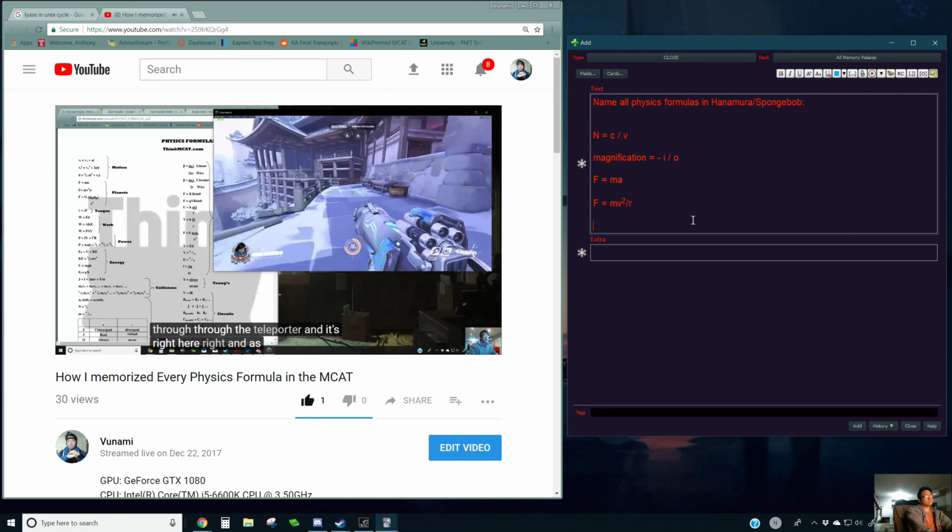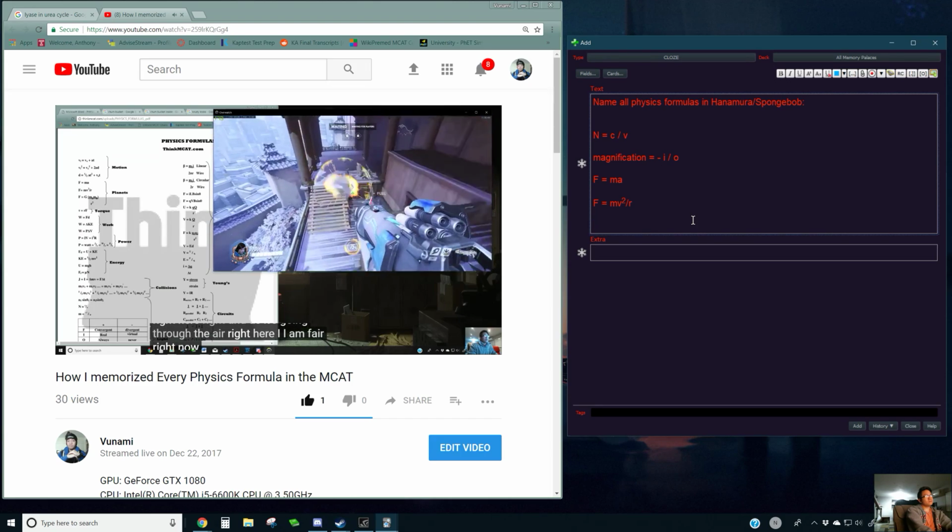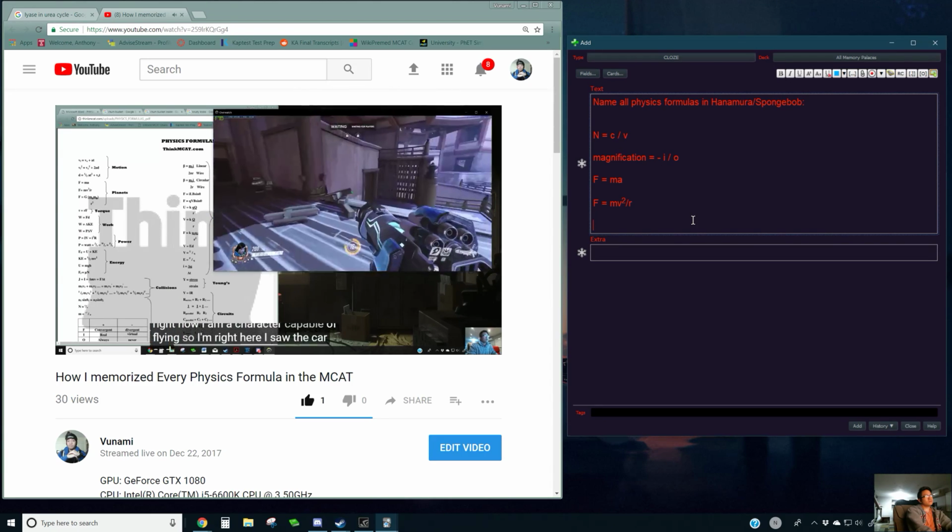It's going through the teleporter, and it's right here, right? And as it's going through the air, I'm a character capable of flying, so I'm right here, I saw the card, and I'm thinking, let me go get that card.